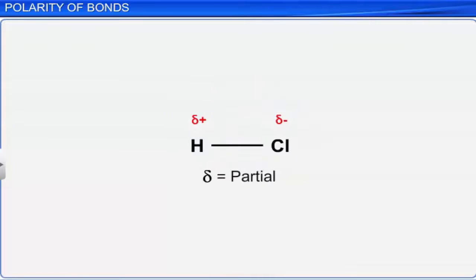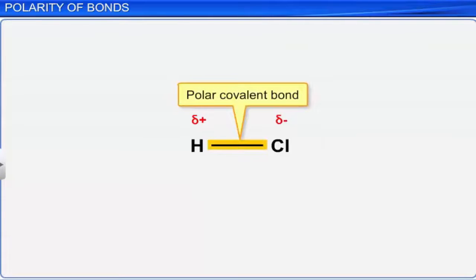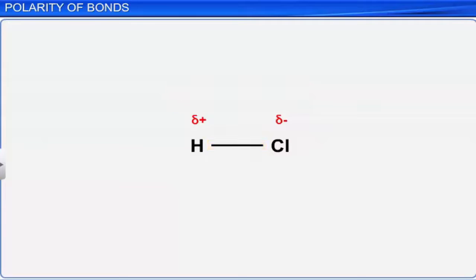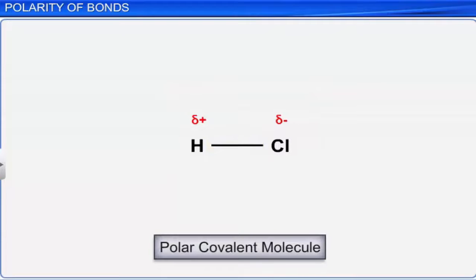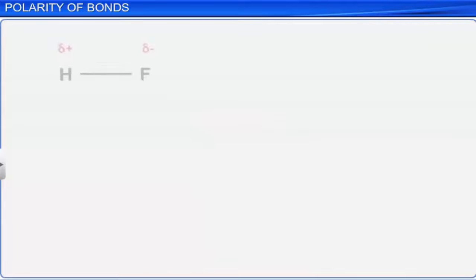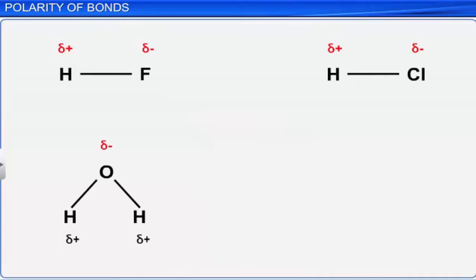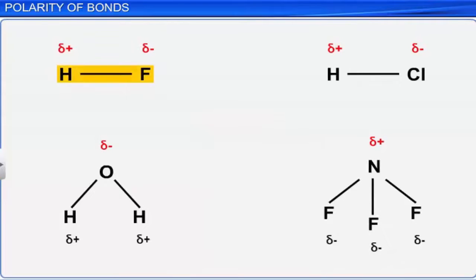For example, the dipole in hydrogen chloride is represented as shown here. Hence, the bond is called a polar covalent bond, and the molecule is called a polar covalent molecule. Examples of polar covalent molecules are hydrogen fluoride, hydrogen chloride, water, and nitrogen trifluoride.